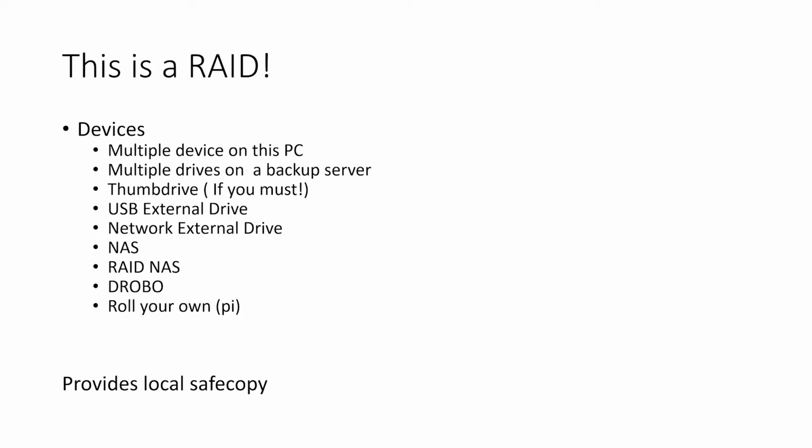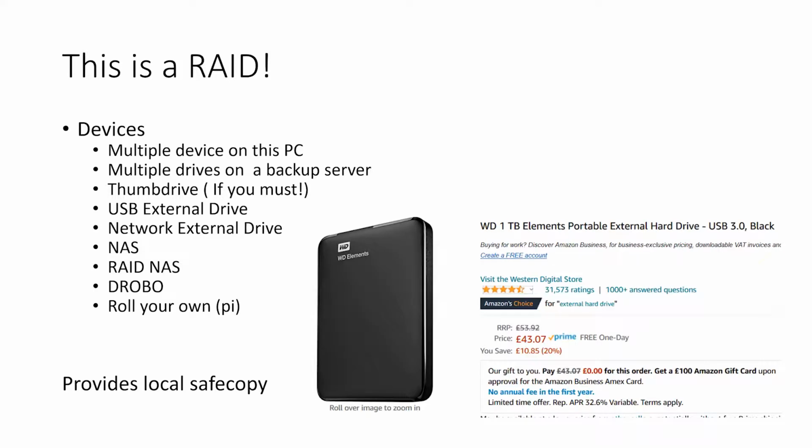A network external drive, now that's another drive that's connected, not to your machine, but onto your network. And that's another option. But again, there's a discipline, there's learning to do it. NAS is network attached storage, which is like a network external drive, but you can also get a RAID NAS, which we'll talk about. Let's have a look at some of these.